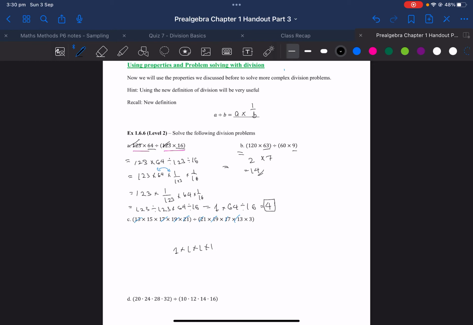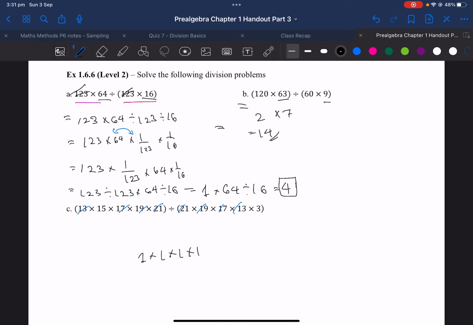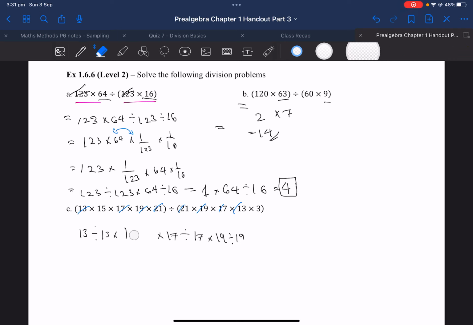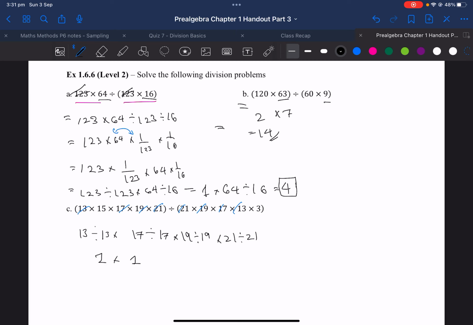So what's happening is, if I show it properly, I move it around so that I've got 13 divided by 13 times 15 divided by 15 times 17 divided by 17. You shouldn't do this because it's long, right? But 19 divided by 19. Oh, sorry, it's a cancel. So it's 13 divided by 13 times 17 divided by 17, and 21 divided by 21. These will cancel, right? 13 divided by 13 is 1, times 1, times 1, times 1.